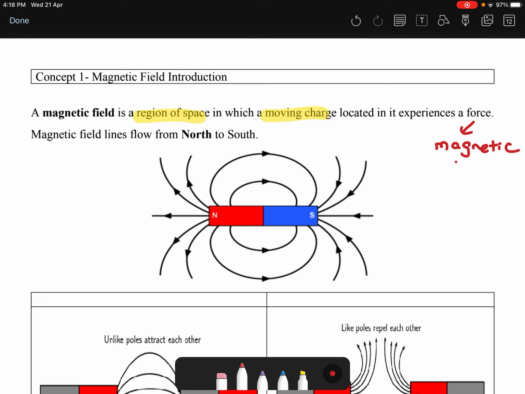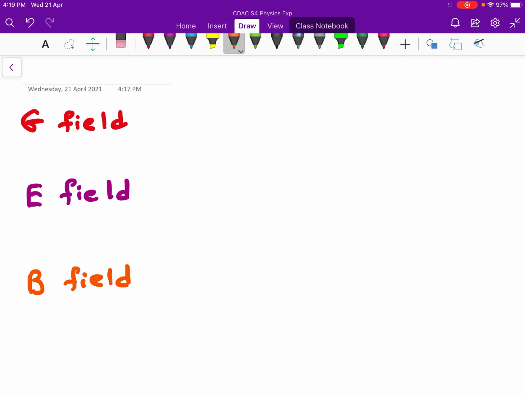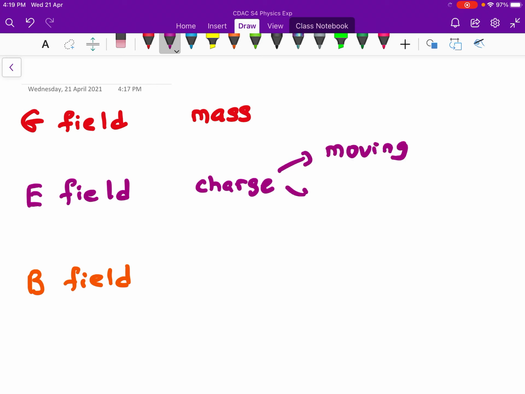Okay, so previously we have learned gravitational field and we have learned the electric field. Gravitational field, if you recall, is just a region of space in which a mass located in it will experience a force. Electric field is a region of space in which a charge, so this charge can be moving or can be stationary, but either way, this charge will experience an electric force.